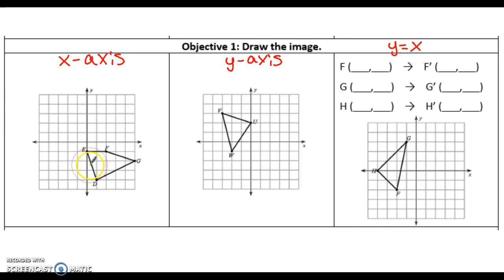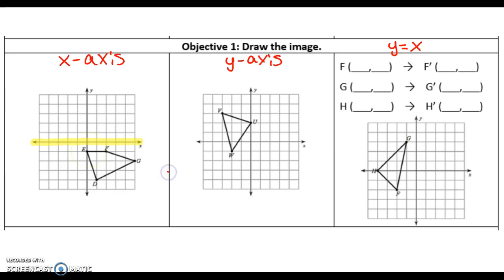So here we are looking at reflecting this figure across the x-axis. I suggest that the first thing you do is highlight your line of reflection. We are reflecting across the x-axis, so I'm going to highlight the x-axis. The reason that I highlight is so that there's no confusion about what line I'm reflecting over.